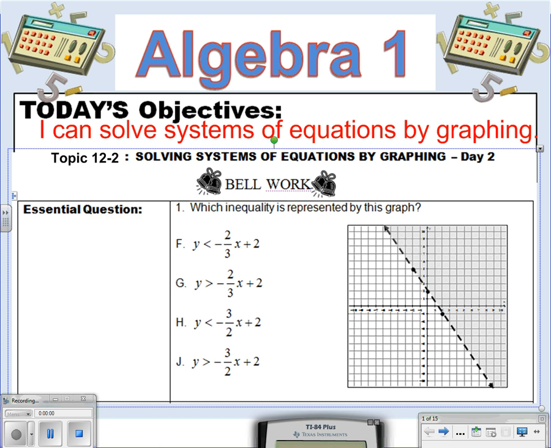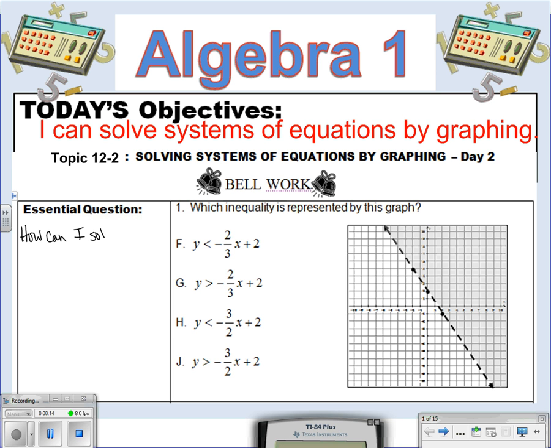This is topic 12-2, solving systems of equations by graphing, day 2. So our essential question is going to be, how can I solve systems of equations by graphing? It's going to be very similar to what we did yesterday, except today we're going to have tables instead of just a system of equations.